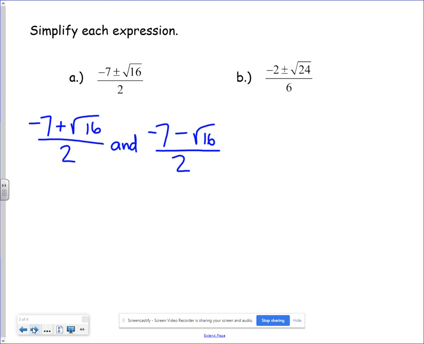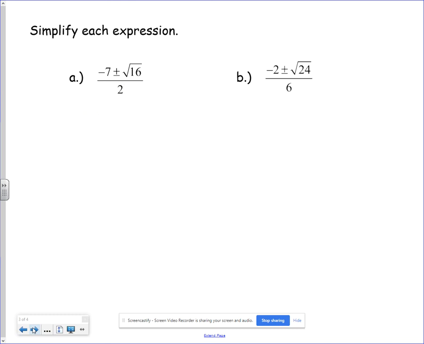Okay? So when you have expressions like this, what you want to do is focus on your square root. You want to reduce the square root. Can the square root of 16 be reduced? Yes, that's 4. So what we have now is negative 7 plus or minus 4 divided by 2. When the square root cancels out, you don't have a square root in your answer, and you have a plus and minus sign, you got to use the 2 paths to find the 2 roots.